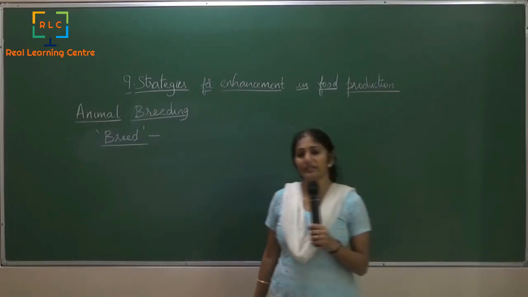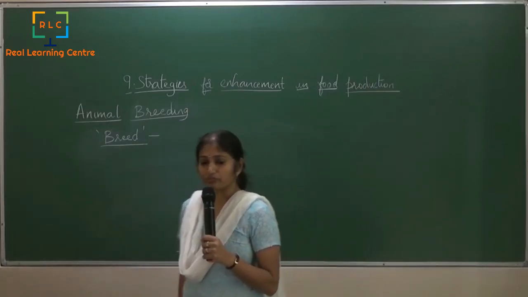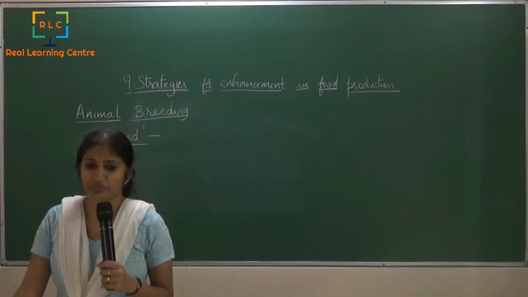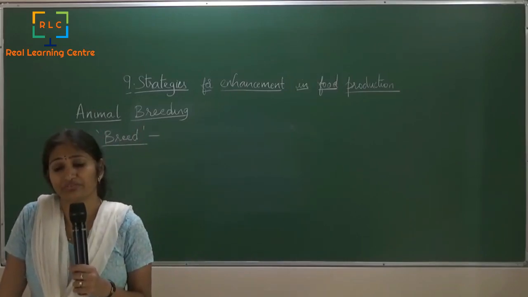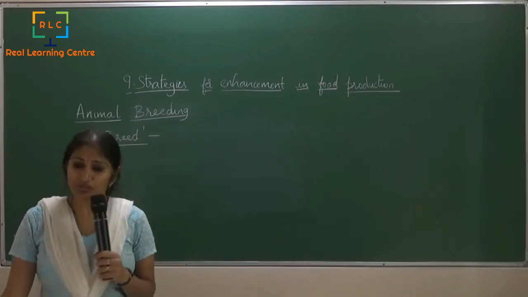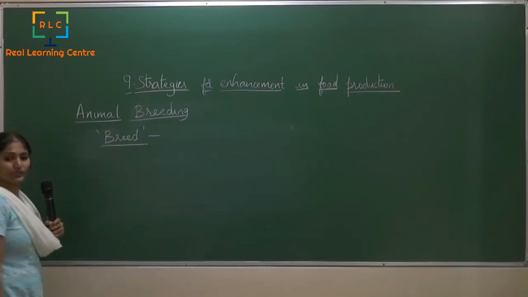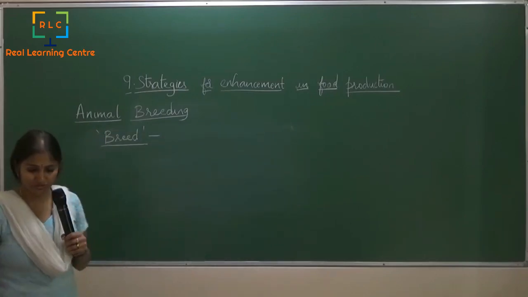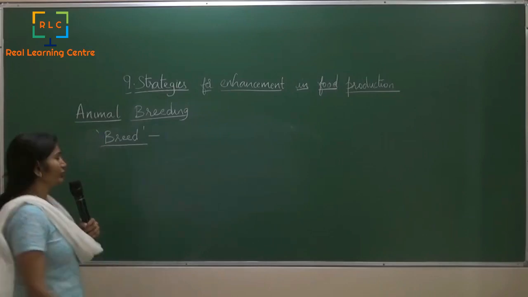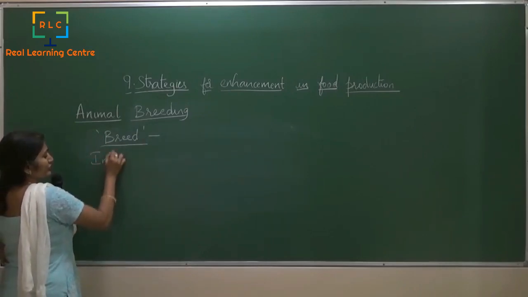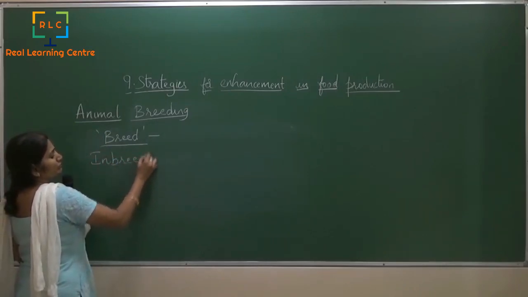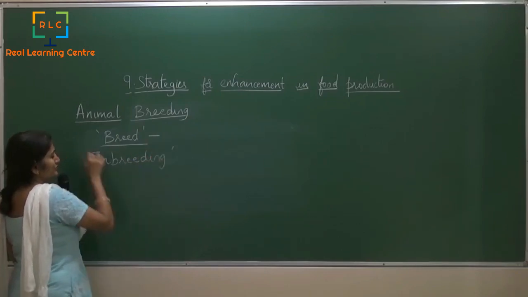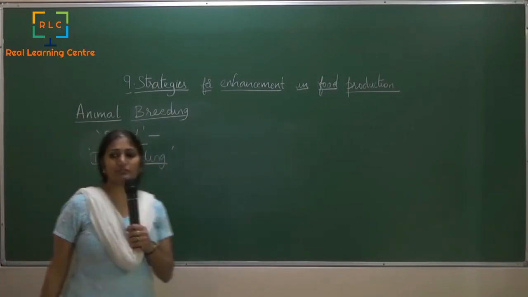Now suppose there is breeding between animals. You see that breeding can be between two animals of the same breed, or it can be of different breeds. Now, if there is breeding between two animals of the same breed, we call it inbreeding. What do we call it? We call it inbreeding.